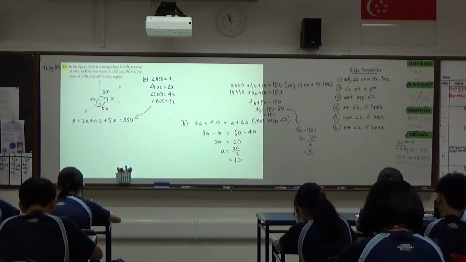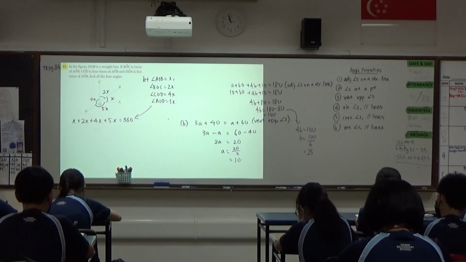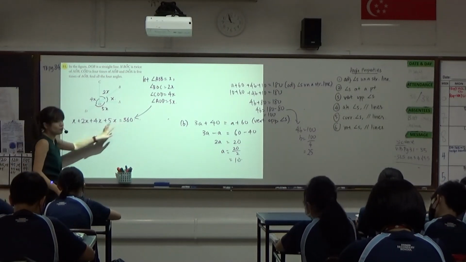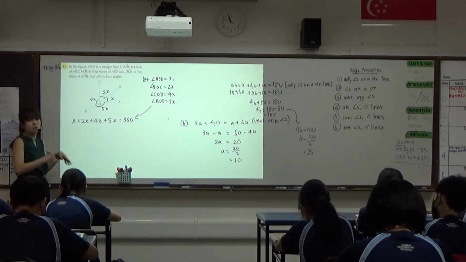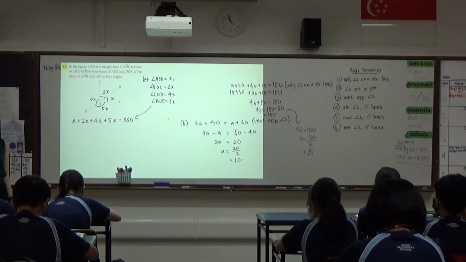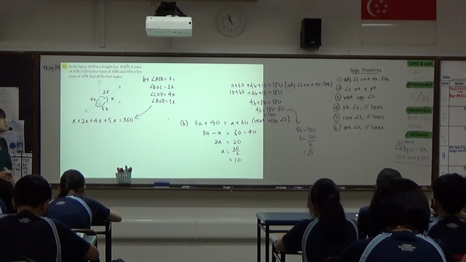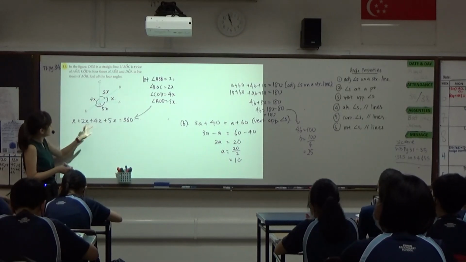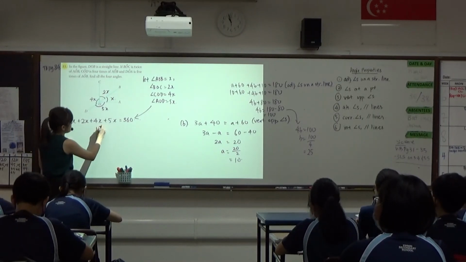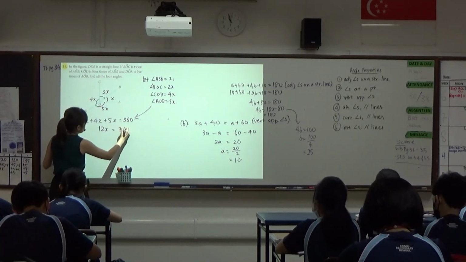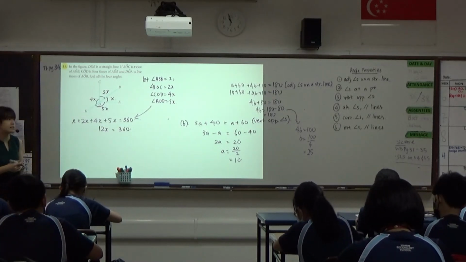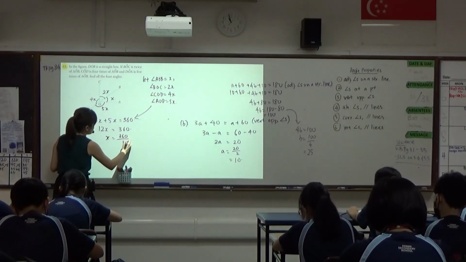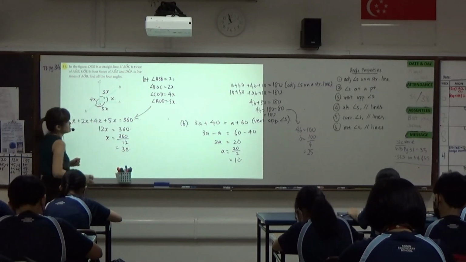Note that when you form an equation, you don't have to put in any units at all. You can leave it without any units, because I notice in your work sometimes you put a lot of units and then it gets very messy and confusing. When we add it up, we get 12x equals 360, and therefore x equals 360 divided by 12, and that gives us 30.